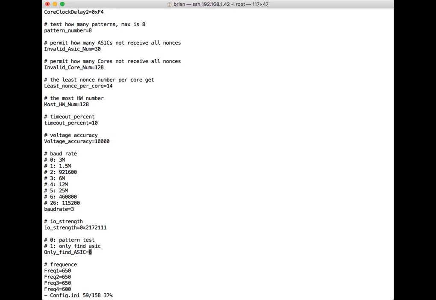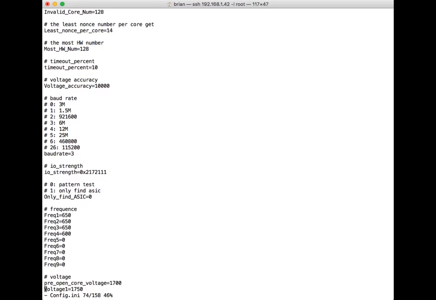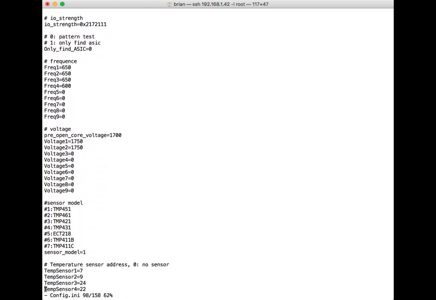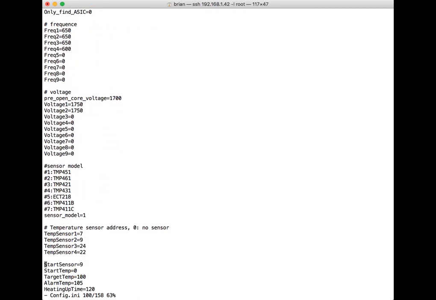But all right, so that's where you would test it. You'd set that to 1 in the config file to set your tester to only find ASICs. All sorts of frequencies here. Not sure. Level 1, 2, 3, 4, 5, 6, 7, 8, 9. I'm trying to figure out this thing called level 1 versus level 4, but I don't think that's it. And so they just have all the parameters for the T17. They have it set up here.